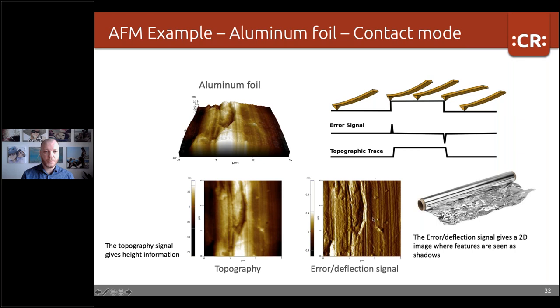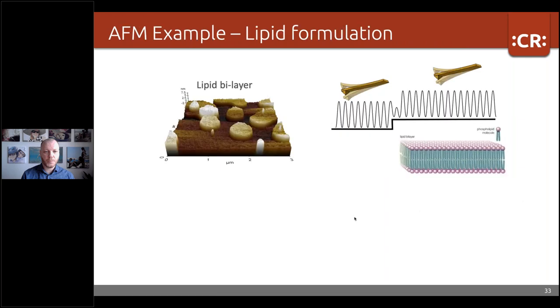And the error or deflection signal can also be used, because here you instead see structures as shadows or more light parts. You can also use it in tapping mode, which is more common actually. So instead of sliding your probe across the surface, it's actually oscillating, sort of bouncing on your surface, or bouncing just slightly above the surface, bouncing on repulsive forces instead.